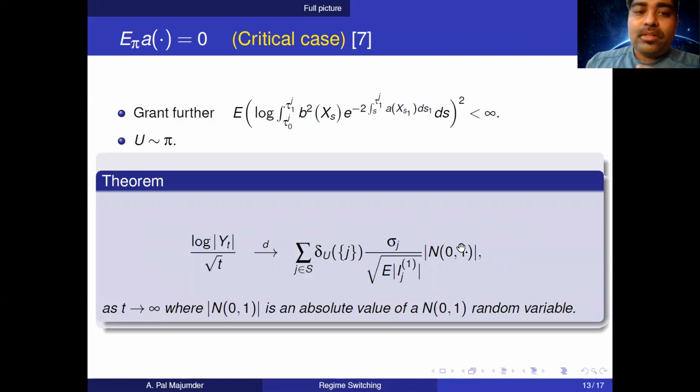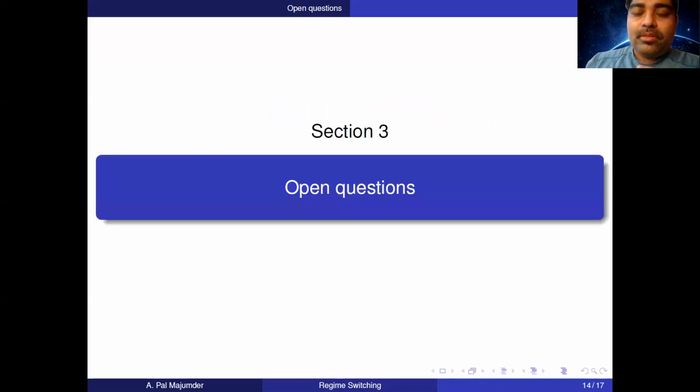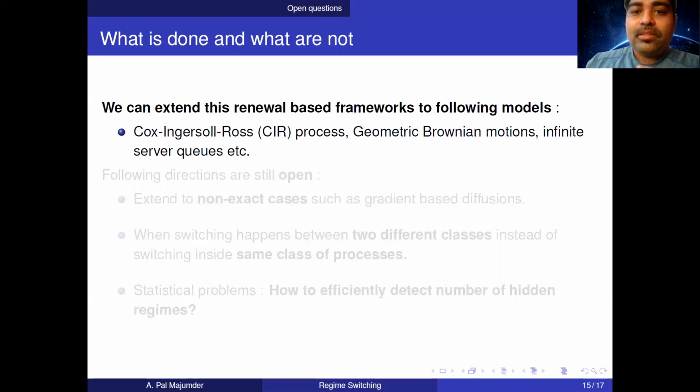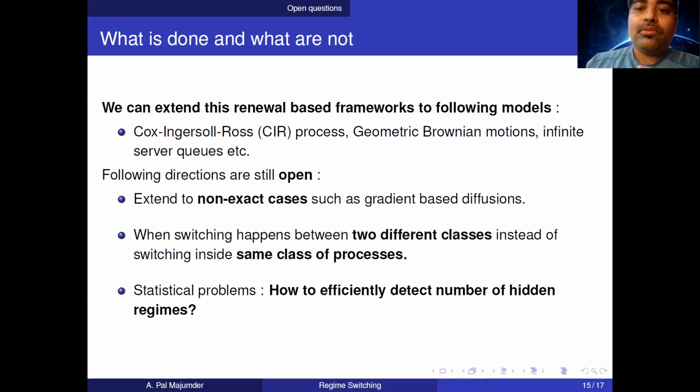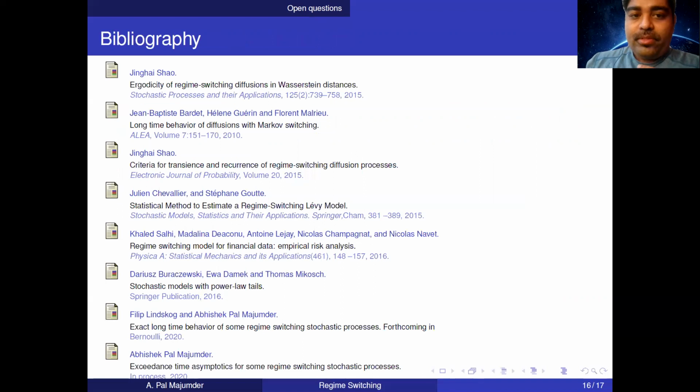Okay, so this is the full picture that we just described for the Ornstein-Uhlenbeck processes, and these are some illustrations of how this kind of methodology can be extended to other directions, and some of the open questions I also listed here. Yes, so this is the bibliography, and this is the paper.